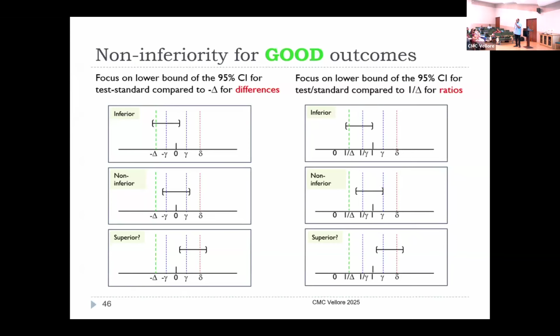And then if it's a bad outcome, it's the opposite. Oops, sorry, blocking you. If we're looking at differences, we talk about against 0. If we're looking at ratios, then we're comparing it against 1. But that's just whatever our outcome measure is. So I hope that the design of non-inferiority studies conceptually makes sense, okay?